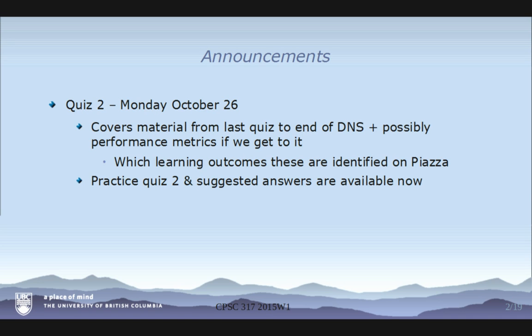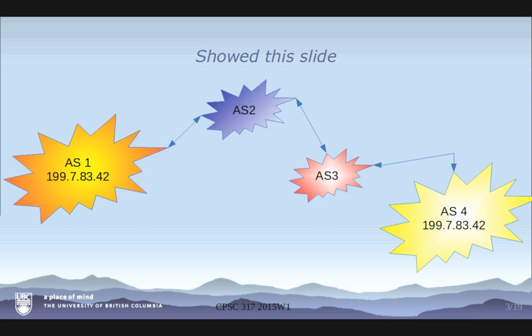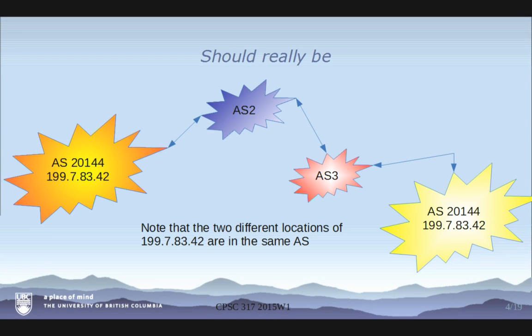Okay? So before I ask for questions in a moment, there's one thing that I wanted to clarify, because I made an error on Wednesday. On Wednesday I showed this slide, and I said 199.783.42 was in AS1 on the one hand and AS4 on the other. I never thought too much of it when I did this, and then I was reading something and I wondered if they actually are in different ASs or whether they're in the same AS. Well, it turns out they actually are in the same AS.